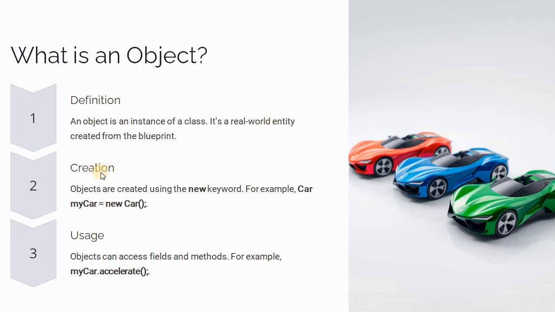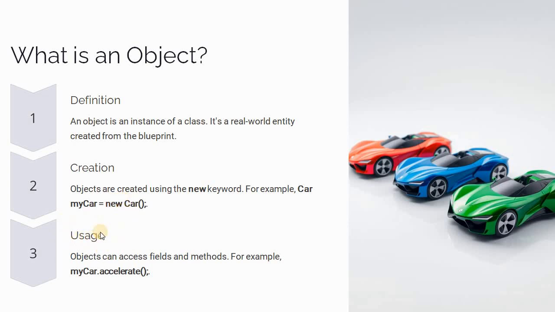So let's see how we can create an object. Objects are created using the new keyword. You have to use the new keyword to create an object. So here is an example: Car myCar equals new Car. Here I use new to create an object of Car.